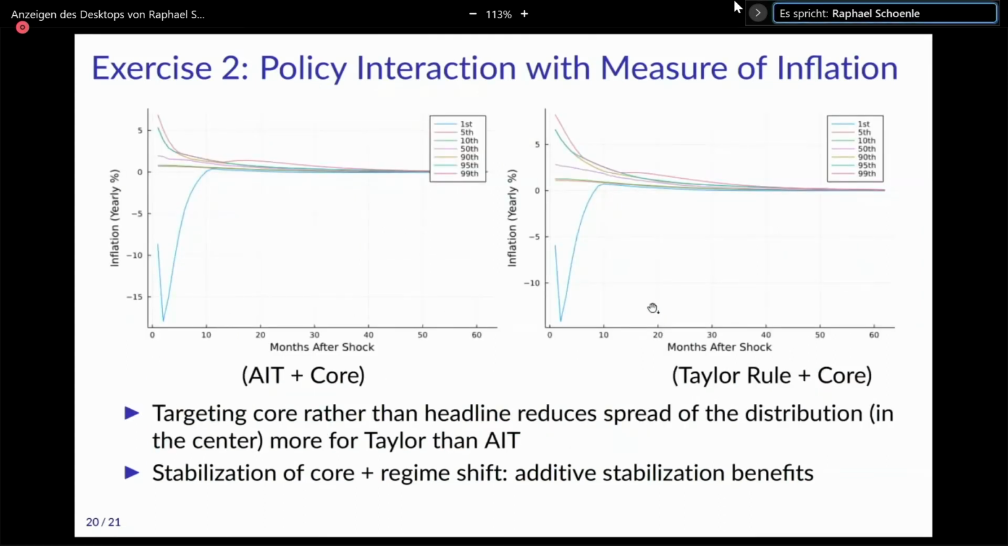And I can show this visually here. On the left side is the combination of average inflation targeting and focusing on core inflation, and on the right you have Taylor rule and core inflation. And you see, if you think back to the other picture I showed you earlier, that the distribution here is a lot more compressed for Taylor rule when you focus on core, and somewhat more similar to the one on the left.